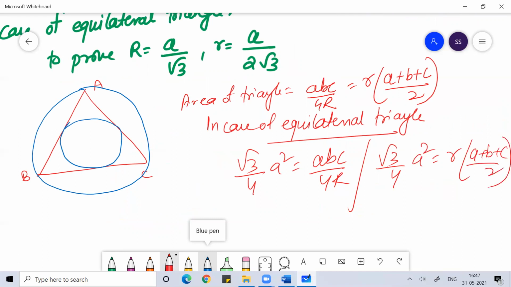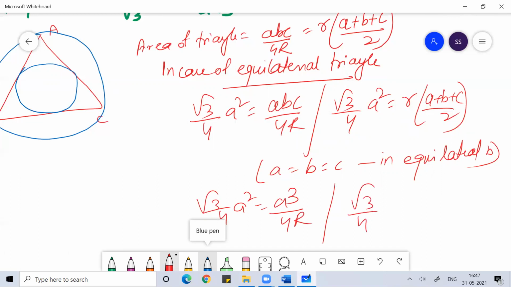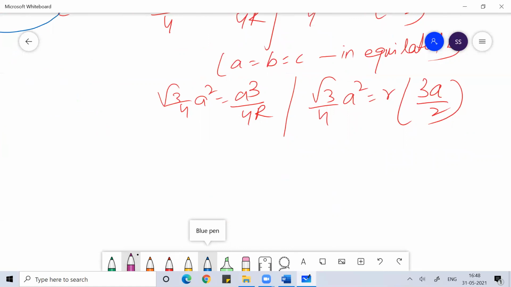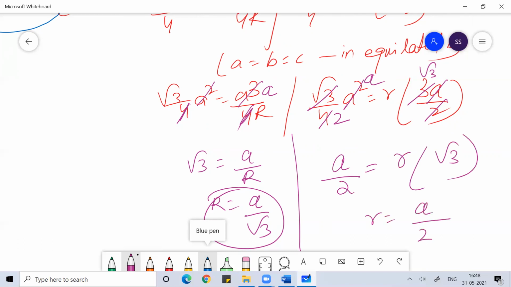Now in case of an equilateral triangle, A equal to B equal to C, they are the same. So I can say root 3 by 4 A square is equal to A cubed by 4R. Here I can cancel, this becomes A, and 4 and 4 I can cancel. So root 3 is equal to A by R, capital R. So I can say capital R is equal to A by root 3, because 3 is root 3 into root 3. And for the other, A by 2 is equal to r into root 3, so I can write r is equal to A by 2 root 3.